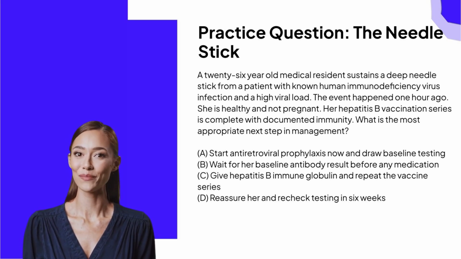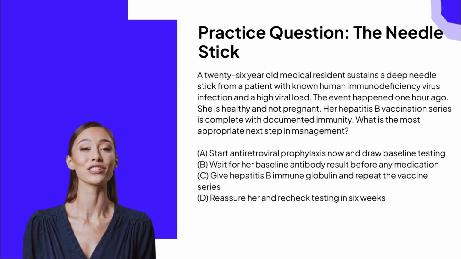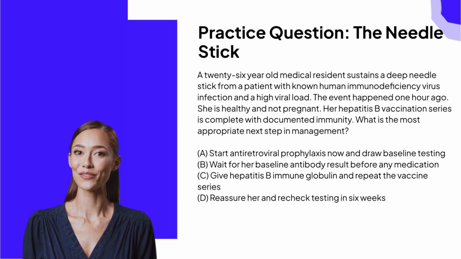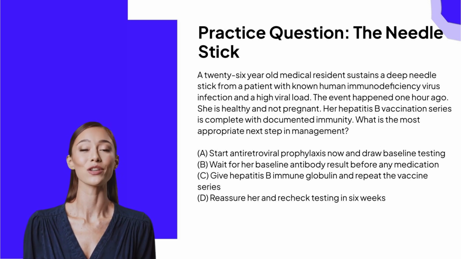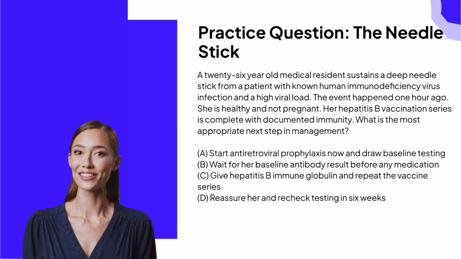A 26-year-old medical resident sustains a deep needle stick from a patient with known human immunodeficiency virus infection who has a high viral load. The event happened 1 hour ago. She washed the site immediately. She is healthy, not pregnant, and takes no medications, and her hepatitis B vaccination series is complete with documented immunity. The question asks for the most appropriate next step. Pay attention to the source, the clock, and her documented hepatitis B status. Choose your answer, and we will reason through every option on the next slide.